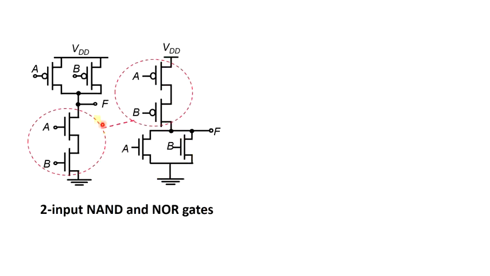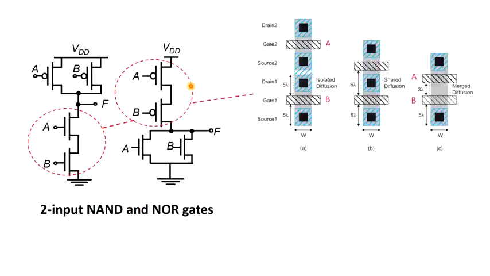So among them, let us first focus on the series case, where either two NMOS or two PMOS are in series. What do you think their layout will look like? It's easy, right? It will be something like this. This is one diffusion. It might be P diffusion or N diffusion, depending on whether it is PMOS or NMOS. This is another diffusion. This is the polysilicon line for gate A. This is the polysilicon gate line for gate B. So this is transistor A, and this is transistor B.